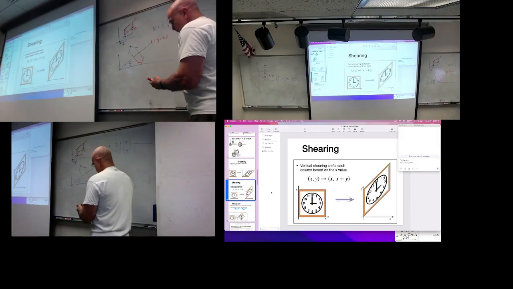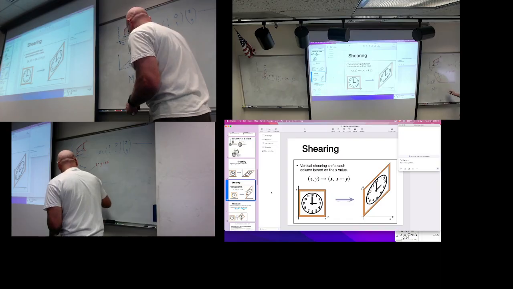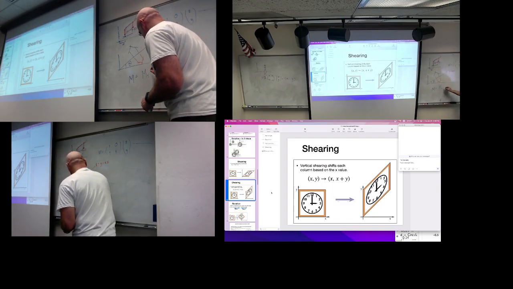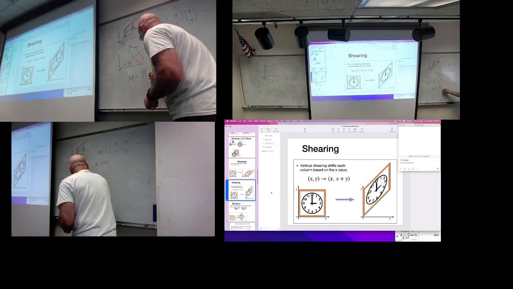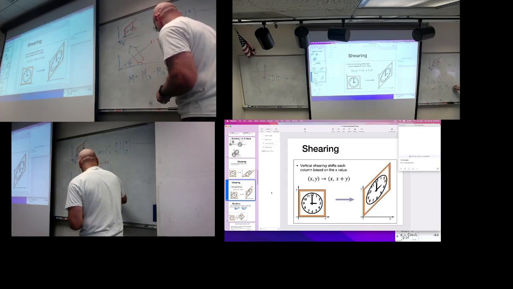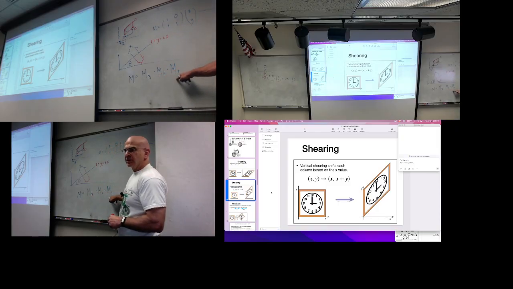So I'm asking you what is M, which would be M3 times M2 times M1, the product of these three matrices.